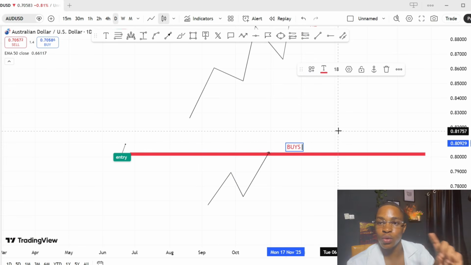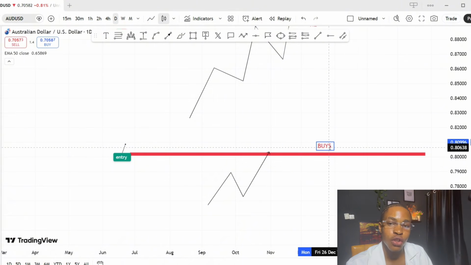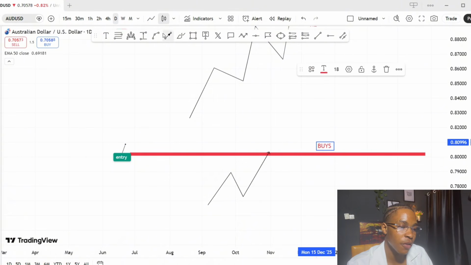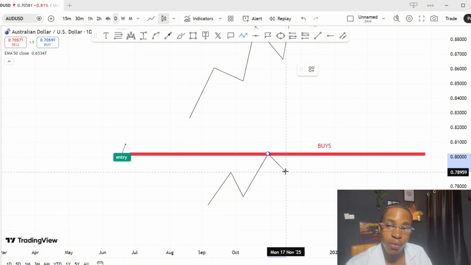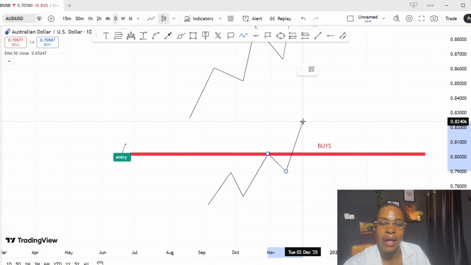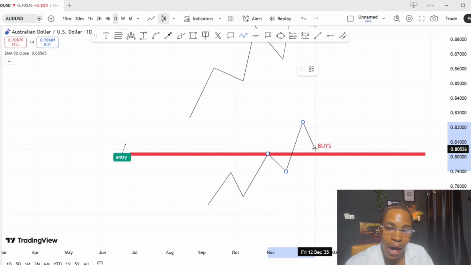This will be a no-no. You shouldn't be entering for buys here. So what should you do, you may be asking? You should wait for the market to create a higher low, a new higher high, and then you wait for it to come back and create a higher low.